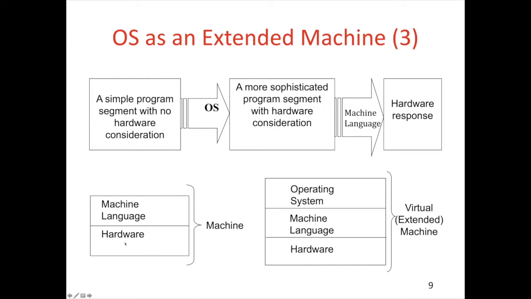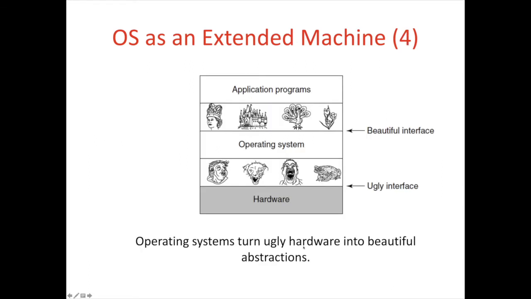In a computer, we have hardware, and for that hardware, whatever the processor used, we have a related machine language to write programs for that processor. And this is the machine part. However, by the use of the operating system, we have a virtual extended machine. If we are using an operating system, it is on top of the machine language, so it is extending the machine to a virtual machine. Operating systems turn ugly hardware into beautiful abstractions.